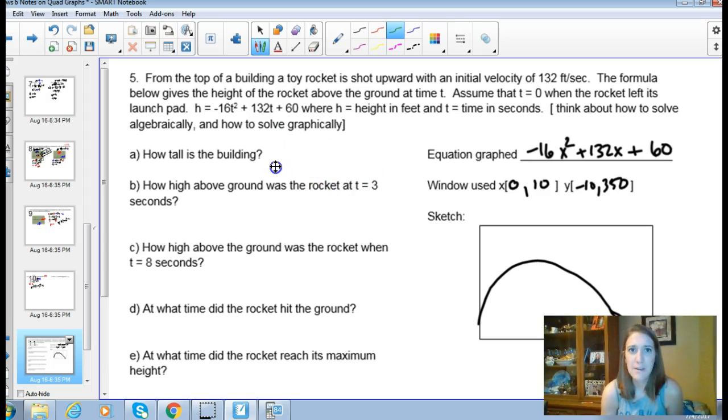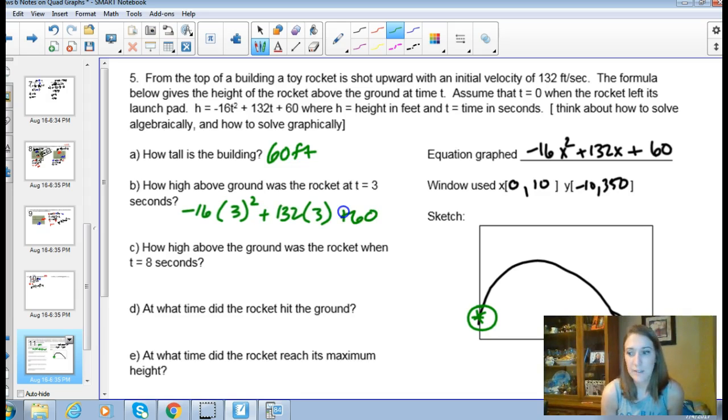All right, how tall is the building? So we're launching off of the top of a building, and we should be able to tell that the y-intercept is the start height, or however high it was before it was launched. So that must be the 60 feet. How high is the rocket when you're 3 seconds into your path? We could use our calculator to find that, or we could go ahead and plug in 3 for the t's or for the x's. So negative 16, 3 squared, plus 132, 3 times 3, plus 60. I already did this. Turns out it's 312 feet.